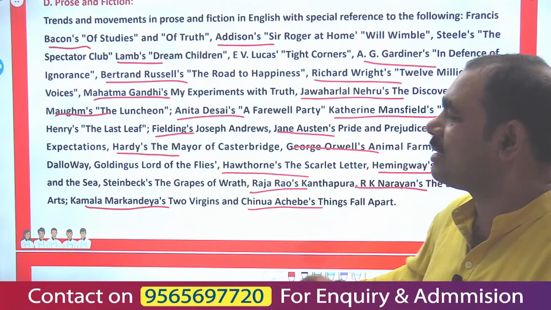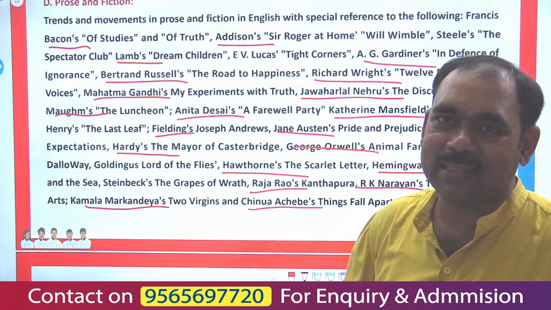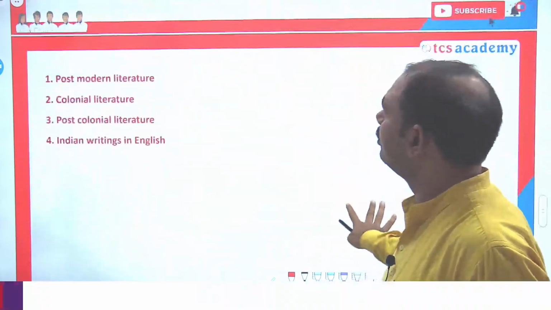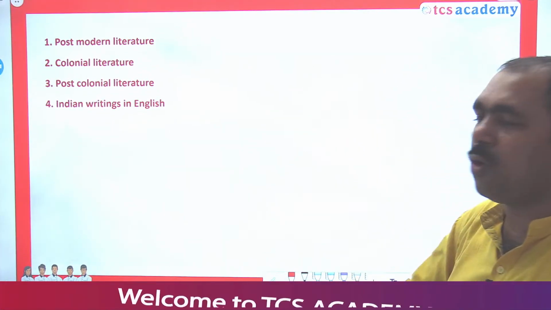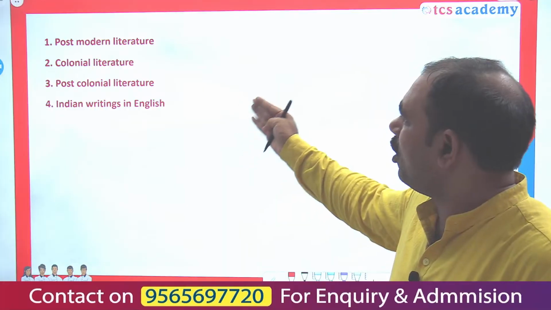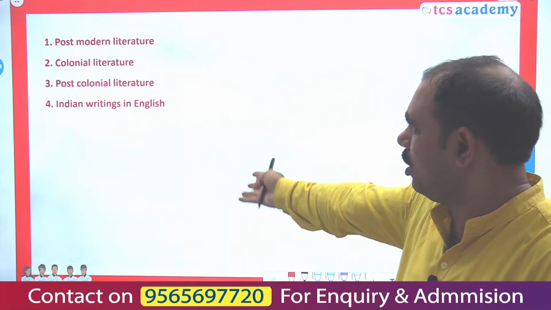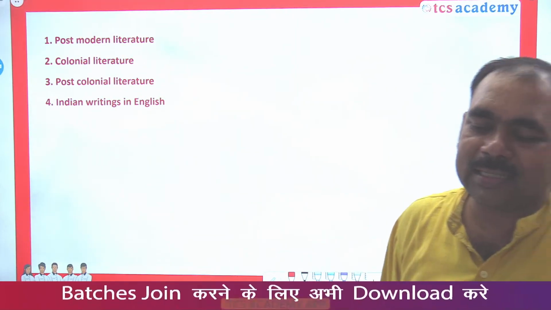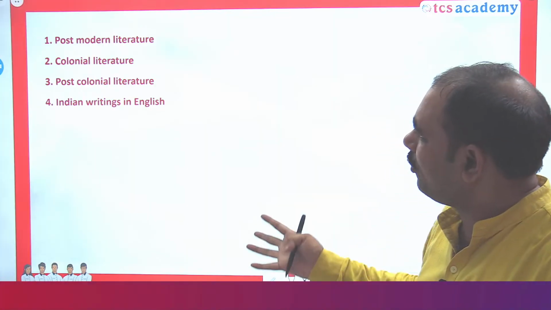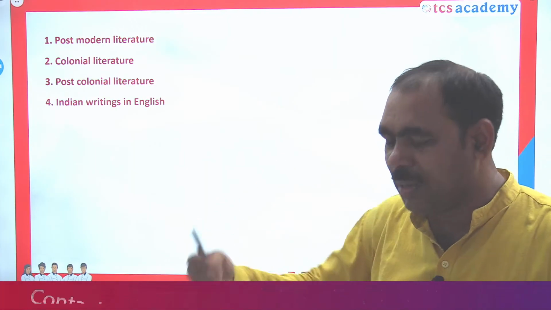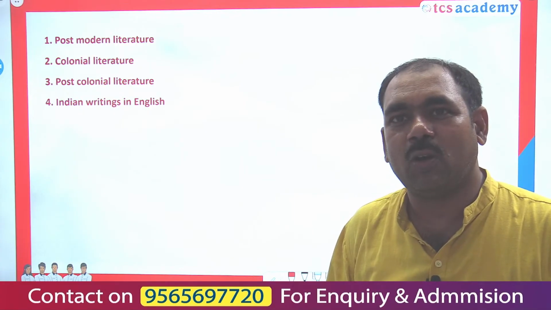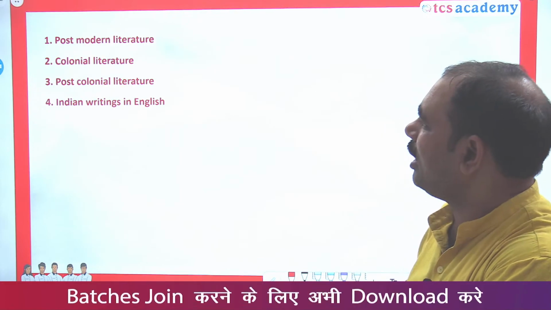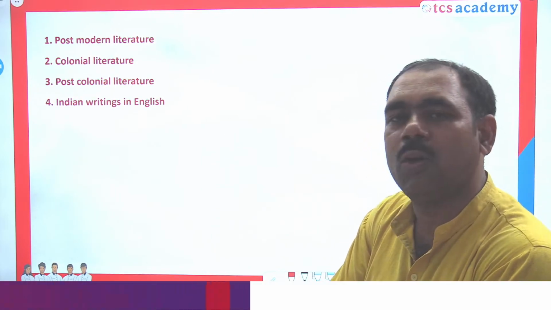This is going to be the prose section, or rather the novel and fiction part. Then we have four different things: postmodern literature, colonial literature, post-colonial literature, and Indian writings in English. This you would see is part of modern literature. You have to explore, you have to keep on seeing the things that are part of this as of now.